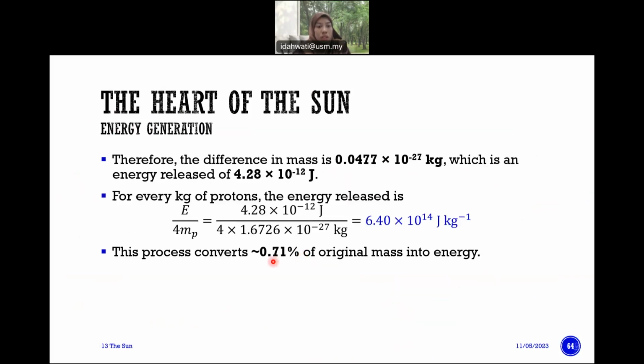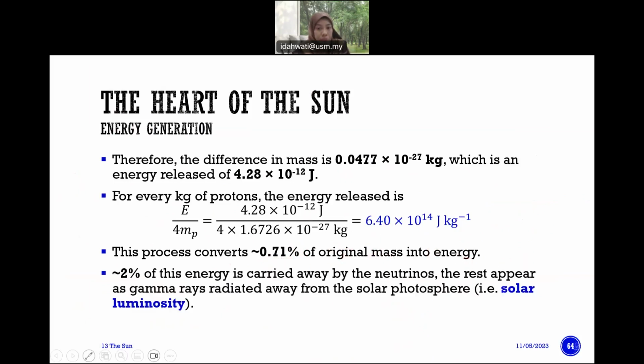So this process converts 0.71% of the original mass into energy. About 2% of this energy is carried away by the neutrinos, and the rest appears as gamma rays. This is an example of solar luminosity.